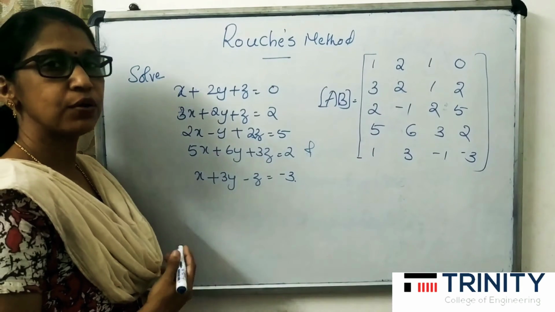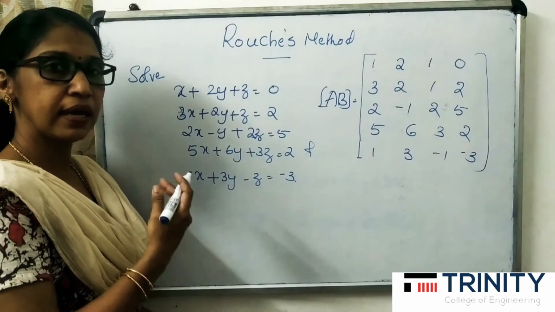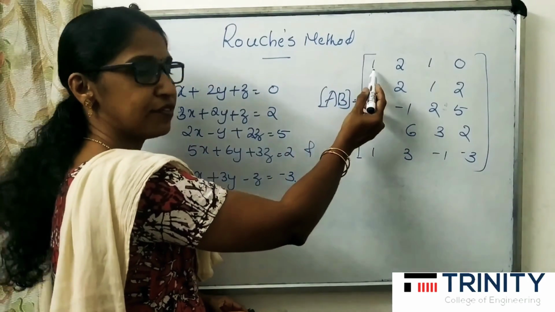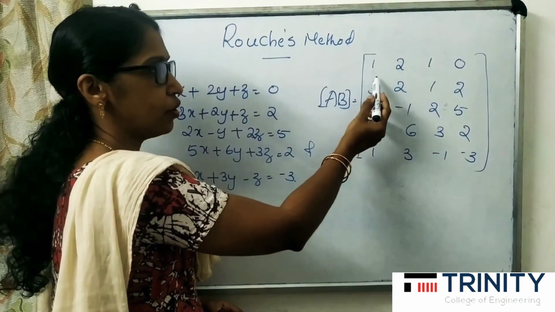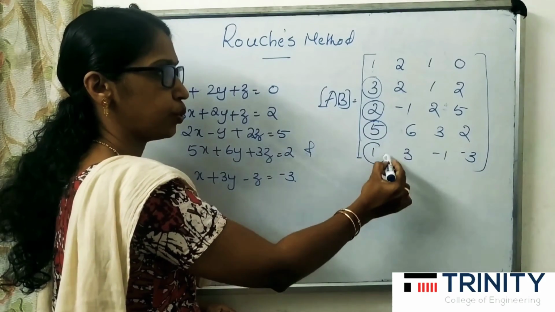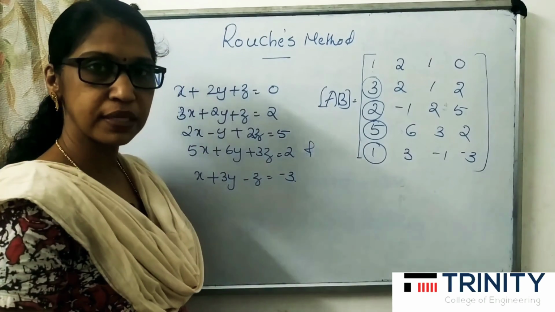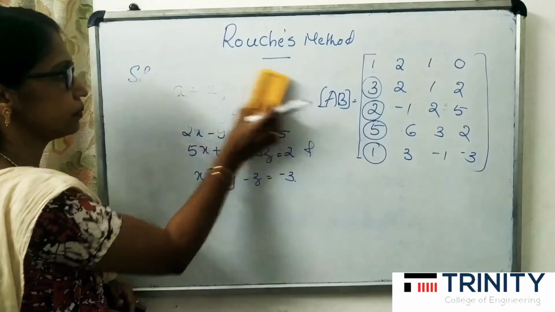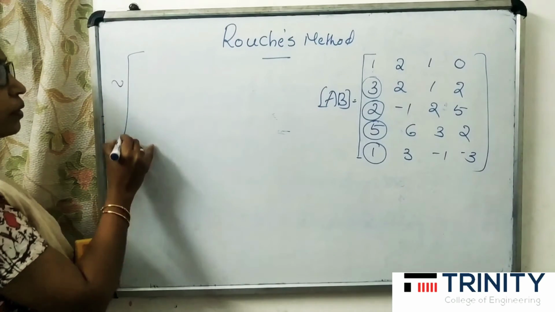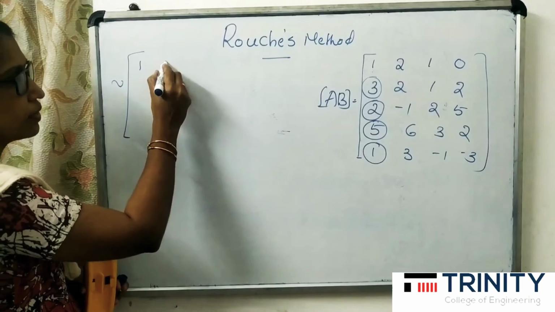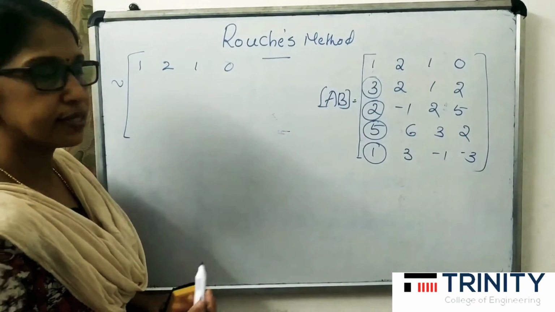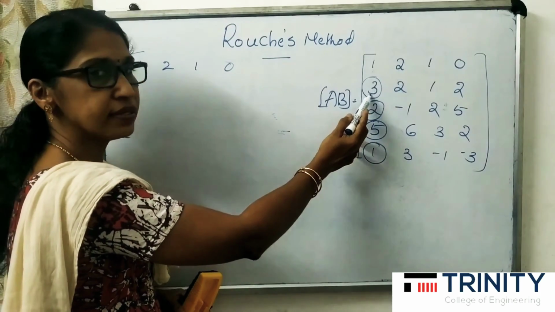Okay, now we are going to reduce this matrix to echelon form. So what is the procedure? Here the first element is 1. Now we have to make all the elements below 1 as 0. This is equivalent to, look at this, we write the first row as it is: 1, 2, 1, 0. Now the next step is, here we have to make this 3 as 0.